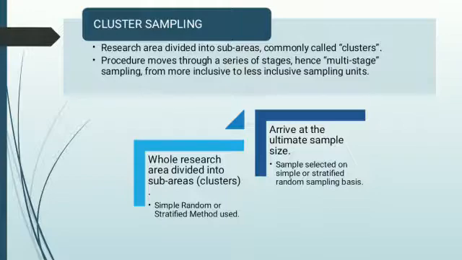The procedure moves through a series of stages, hence the common term multi-stage sampling, from more inclusive to less inclusive sampling units until they finally arrive at the population elements that constitute the desired sample.